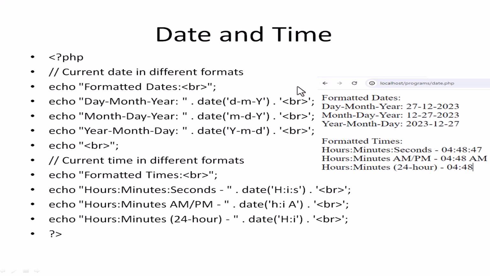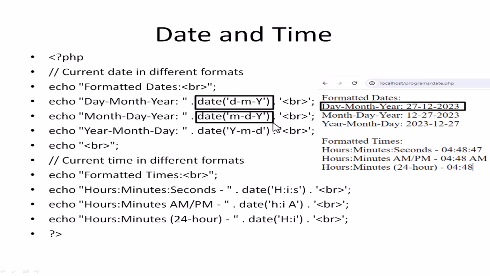If you use date followed by DMY, it is going to show day, month and year, which is going to show the current date. If you give month, date and year, it is going to show the month followed by the date and the year. And if you show year, month and date, it will be separated by year, month, followed by the date. In a similar manner, you can show different time formats.